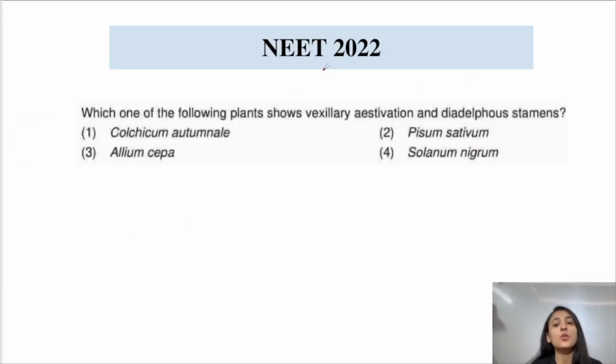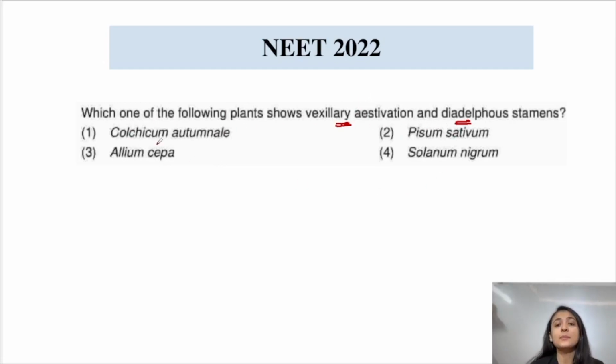Now this question is from NEET 2022. Which one of the following plants shows vexillary estivation and diadelphous stamens? Diadelphous means that the stamens are present in 2 bundles. Okay, and vexillary estivation we studied in the previous video also, right? It is known as papilionaceous estivation as well. It is found in the members of the family Fabaceae.